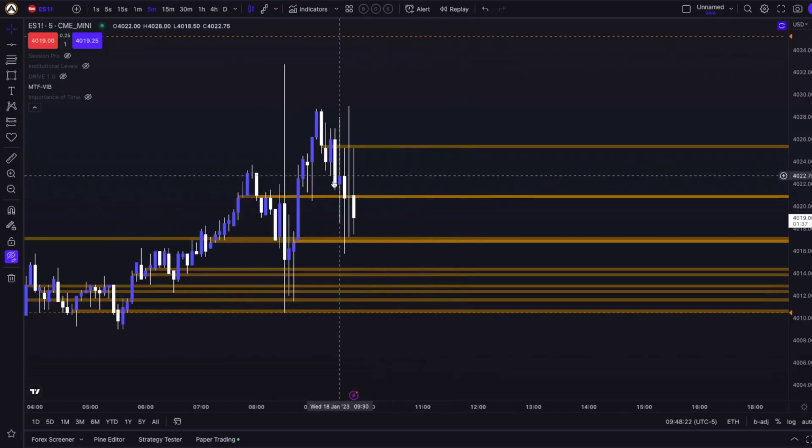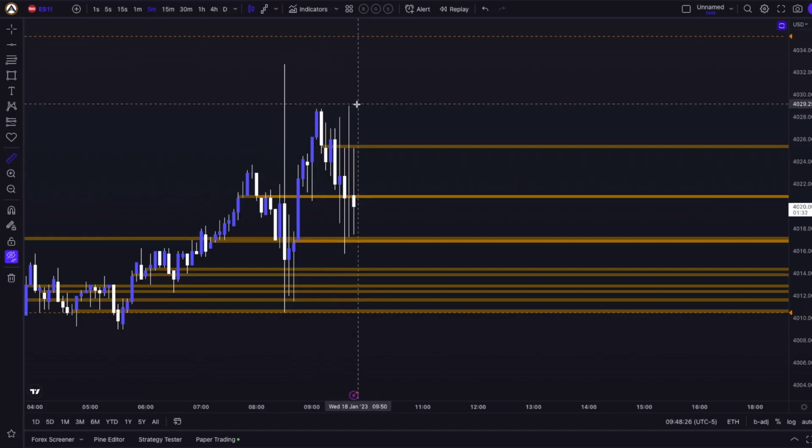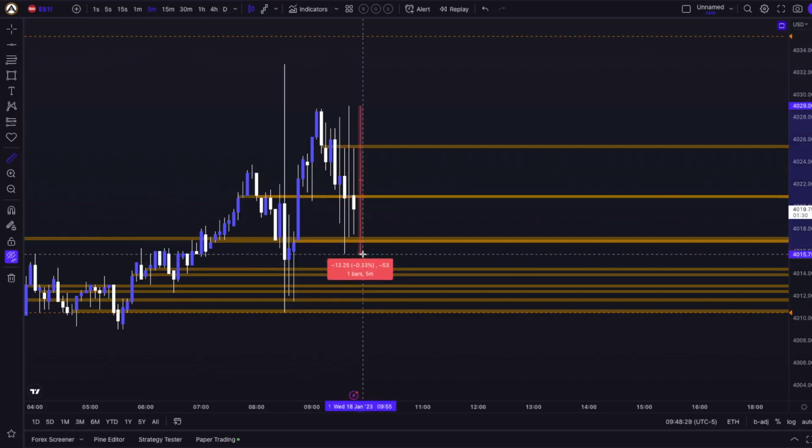And look at this wick zone. We're looking at a range of 53 ticks here where it's just going up and down, up and down, up and down, up and down. So everyone who actually took a trade so far, I hope you made some profits. Otherwise, I feel for you.